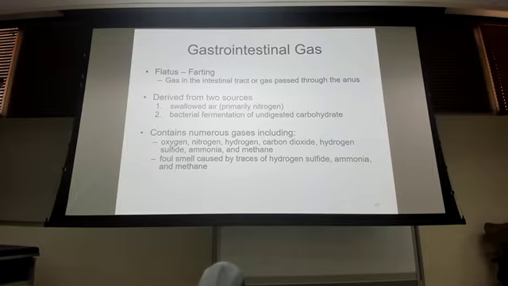So gas, flatus, farting, is gas in the intestinal tract that passes through the anus. Two sources: swallowed air, which is only nitrogen, and bacterial fermentation of undigested carbohydrates. And we're going to talk about FODMAPs and what that means. Usually the foul smell is from hydrogen sulfide, ammonia, and methane. The important thing to think about, other than swallowed air, is the bacterial fermentation of undigested carbohydrates.